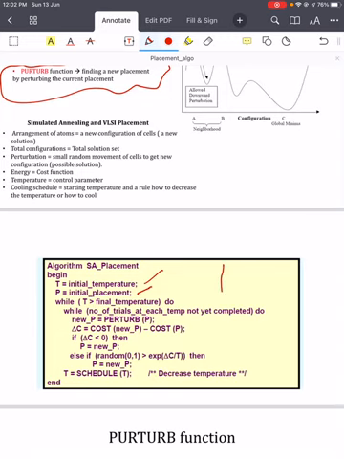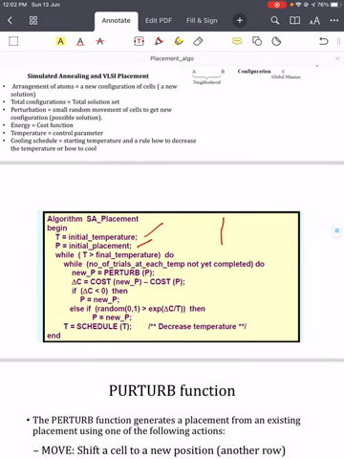Now there is a schedule function we have to define, where we will decrease the temperature. Then this loop will iteratively find the solution until T is greater than T minimum, or the final temperature, whatever we define in the algorithm.